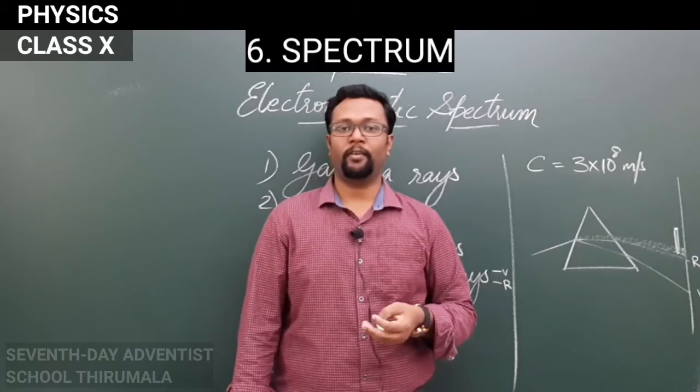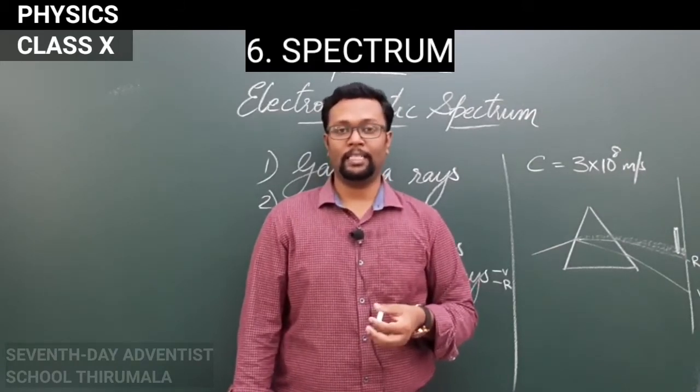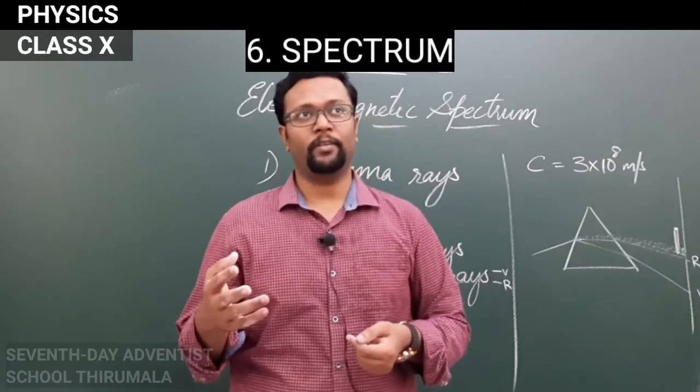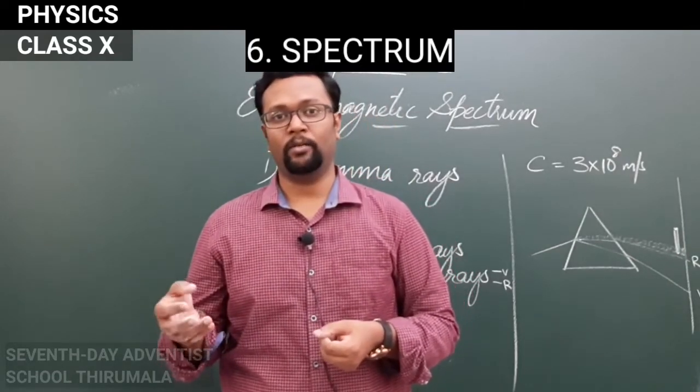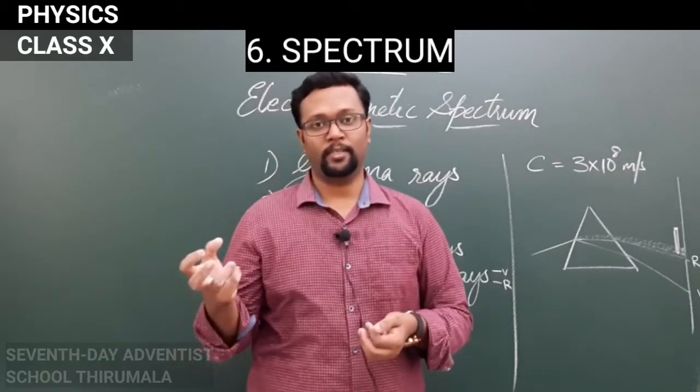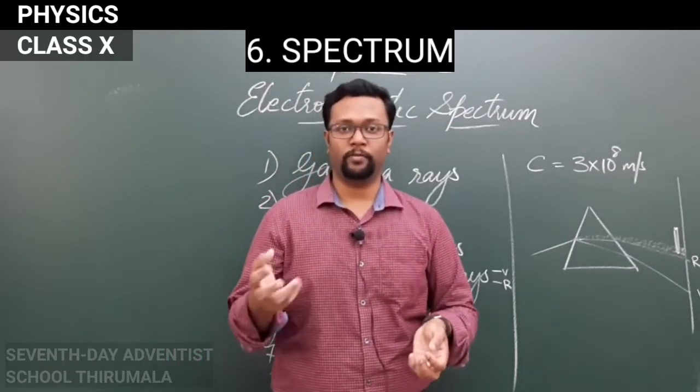Then infrared radiations are used for heating substances. In devices like solar heaters, we make use of infrared radiations. The heat from the sun is collected in the infrared form and used for heating water.